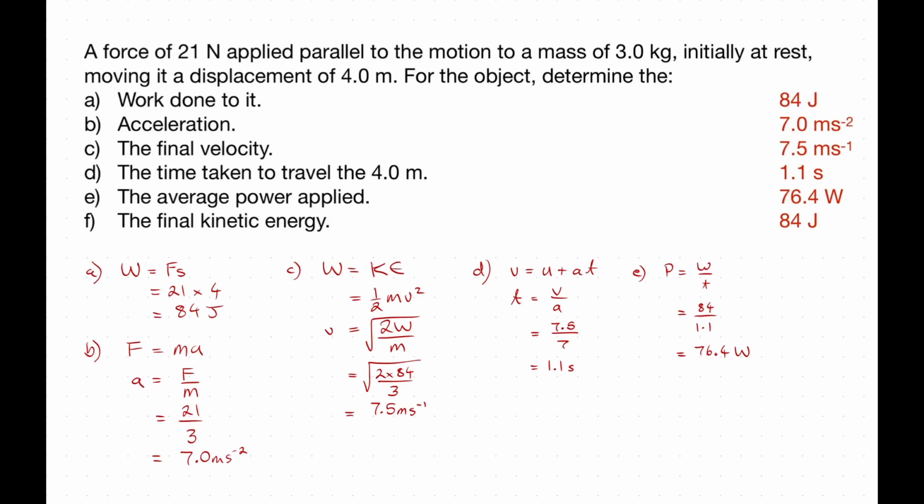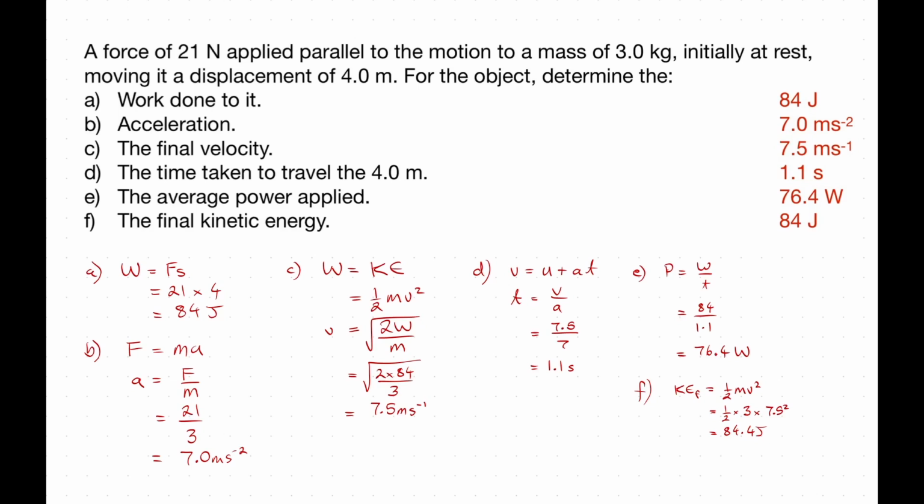The final kinetic energy, this is interesting mainly because for final kinetic energy, if we plugged in our 7.5 meters per second, kinetic energy final is going to be equal to a half mv squared. This would be a half times 3 times the 7.5 squared. That actually comes out as being 84.4 joules.